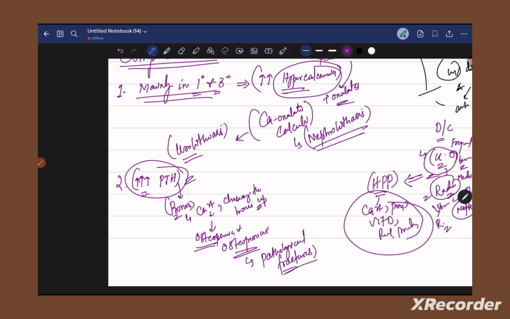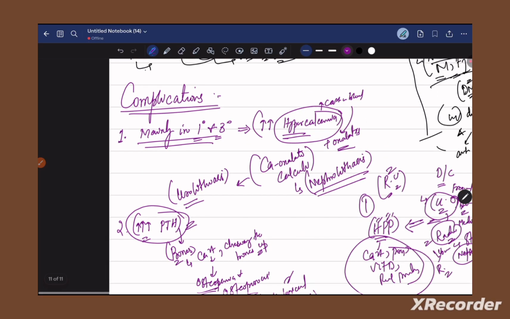So what we found in hyperparathyroidism cases is recurrent urolithiasis, recurrent nephroliths or nephrolithiasis, and you will see pathological fractures.